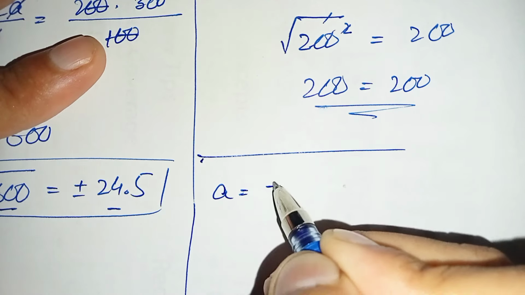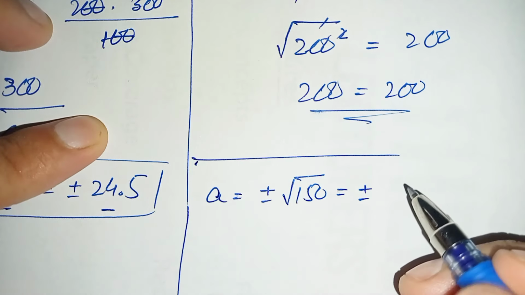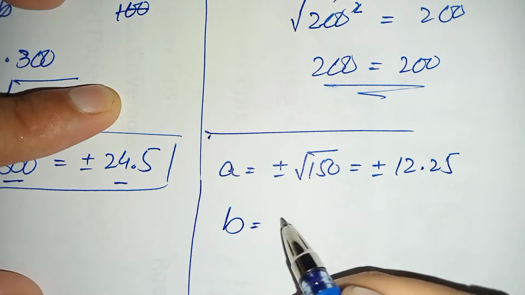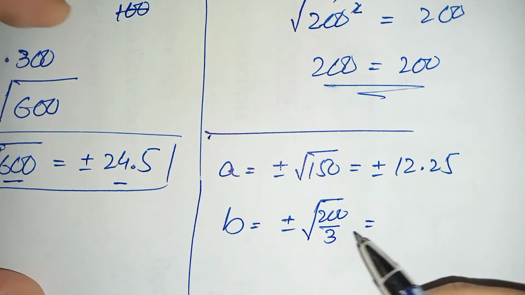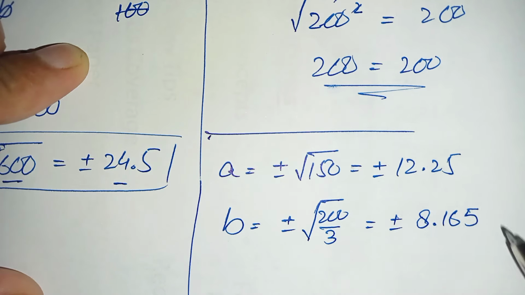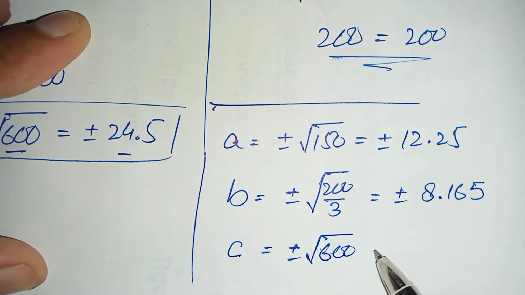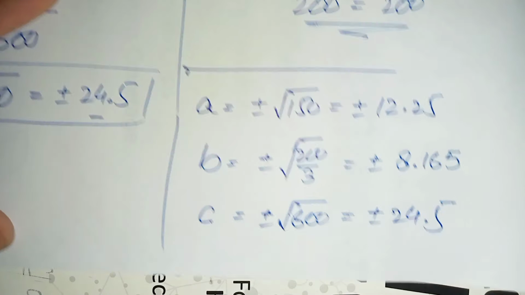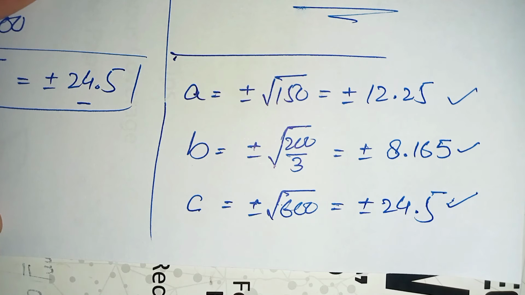So finally, we can conclude that a is equal to plus minus square root of 150, which in decimals is plus minus 12.25, and the value of b is square root of 200 divided by 3, which in decimals is plus minus 8.165, and the value of c is plus minus square root of 600, which in decimals is about plus minus 24.5. So finally we can conclude that these three values of a, b and c are exact and correct.